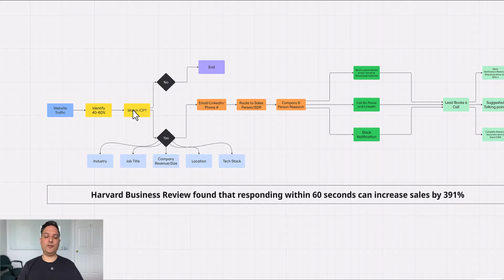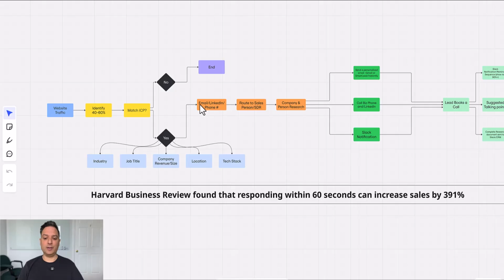So once we identify 40 to 60% of your traffic, we want to make sure they match your ideal customer profile, your ICP. If they don't, the automation stops. If they do, by the way, we're checking for things like industry, job title, company size and revenue, location and tech stack, and there's a few other things that we can do as well, but those are the main ones that most companies want. Once we find out they match your ideal customer profile, they're on my website right now, whether you have 200 visitors a month or 2 million visitors a month, this works.